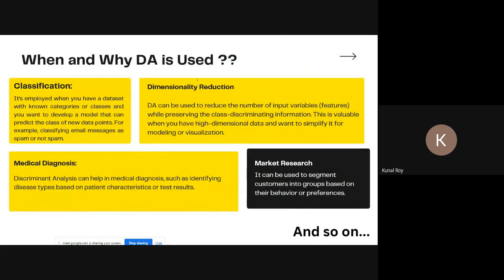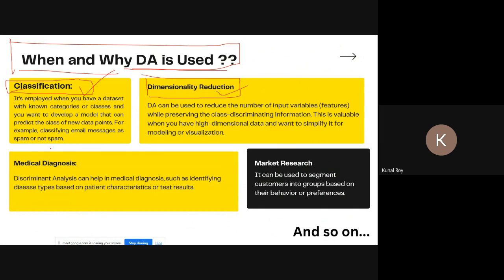Next, when and why is discriminant analysis used? Basically there are lots of uses, but specifically for classification purposes we can use this discriminant analysis. Specifically for dimensionality reduction, I will explain in detail. Specifically for medical diagnosis, it can be used. And specifically for market research, which is trending right now, we will be using discriminant analysis.